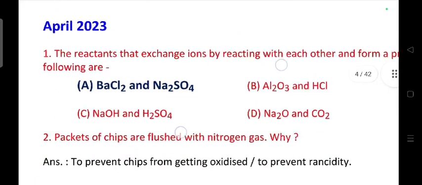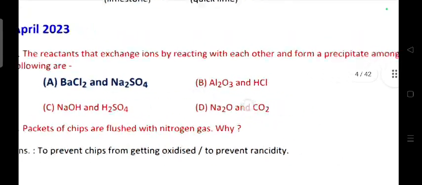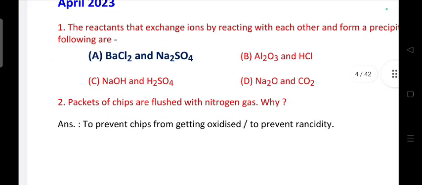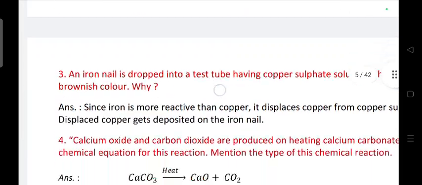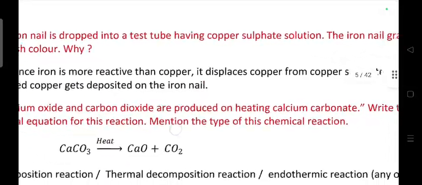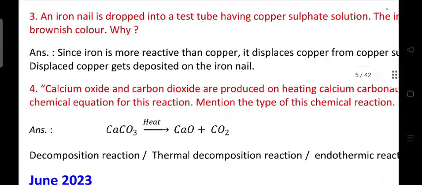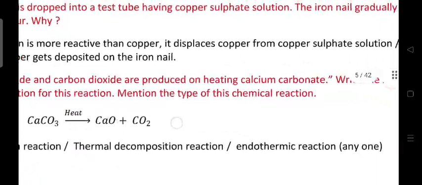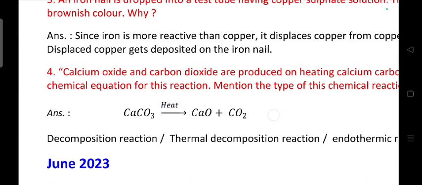Next come to April 2023, one multiple choice question and the second question: packets of chips are flushed with nitrogen gas. Why? To prevent the chips from getting oxidized, to prevent rancidity. Next one: an iron nail is dropped into a test tube having copper sulfate solution. The iron nail gradually turns brownish in color. Why? Since iron is more reactive than copper, it displaces the copper from the copper sulfate solution. The displaced copper gets deposited on the iron nail.